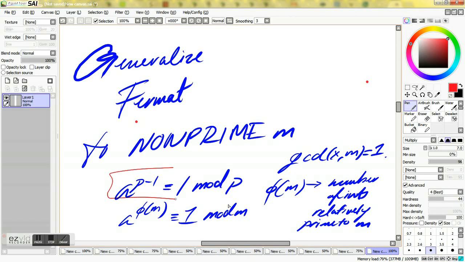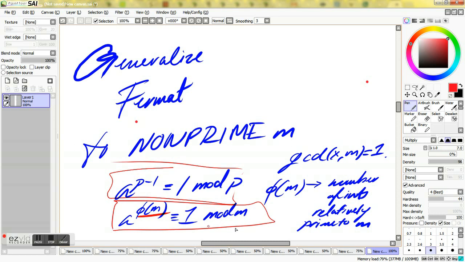Theorem, prime M. Now, we saw earlier that Fermat's theorem states the following: a to the p minus 1 is congruent to 1 mod p, where p is a prime. Now, I hope to show that a to the phi of m is congruent to 1 mod m for any m, where m is not necessarily prime, and I'll define this function in a minute. And importantly, when m is prime, phi of m should equal p minus 1, which it does.